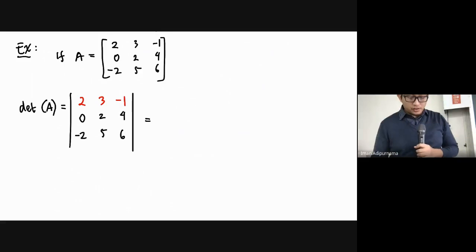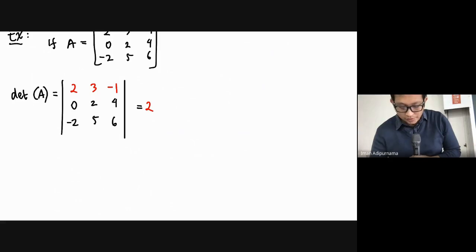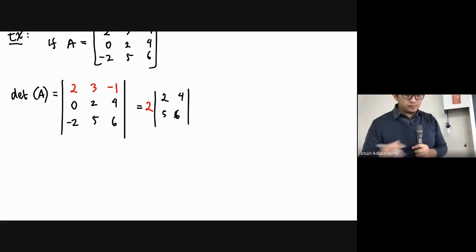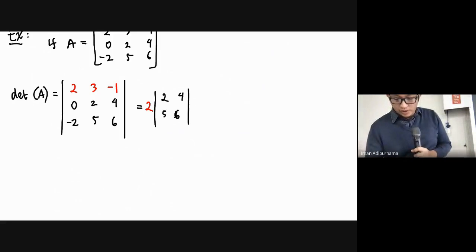It's negative 8. Or let me write down all the process first. Okay. So this is 2, 4, 5, 6. Okay. And remember, this will be positive, negative, positive. Okay. So this is positive 2. And the second one will be the 3, right? But it will be negative. Okay. Negative 3.